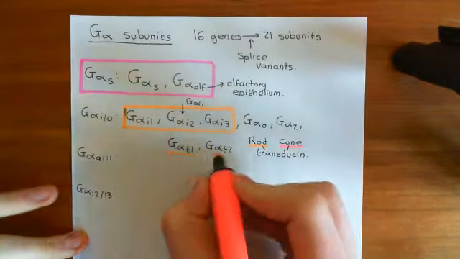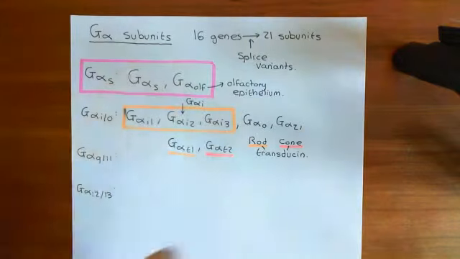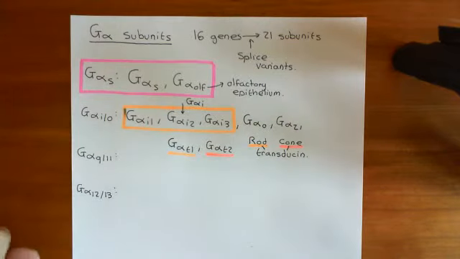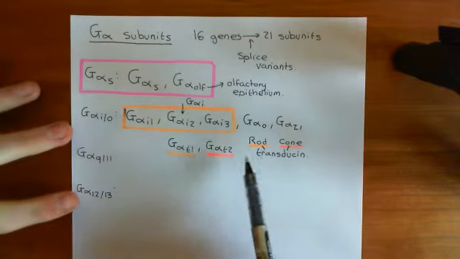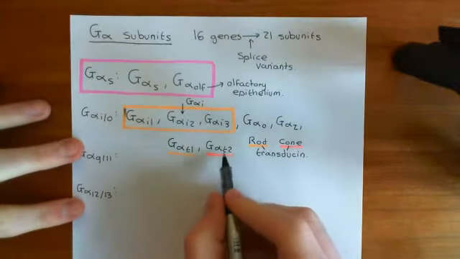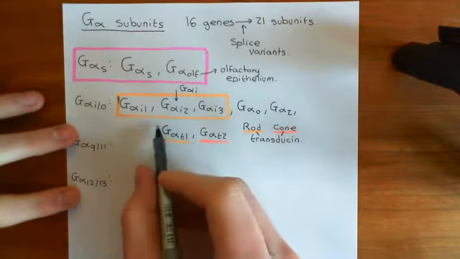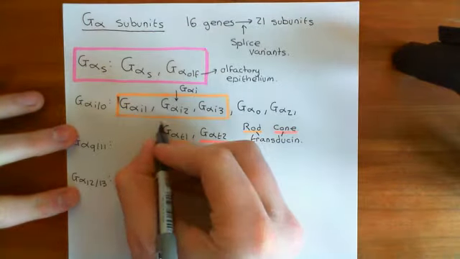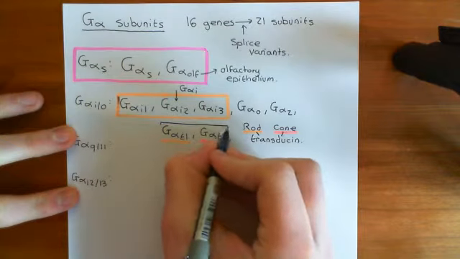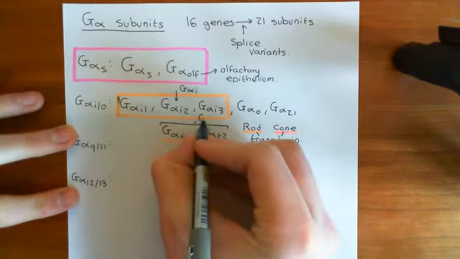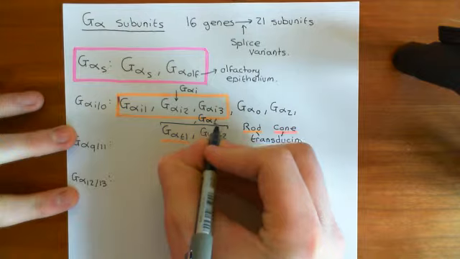So G-alpha T1 is the alpha subunit of rod transducin. Meanwhile, in cone cells, you have the G-alpha T2 alpha subunit as your alpha subunit of your transducin protein. So in cone transducin, G-alpha T2 is the alpha subunit. So collectively they are called the G-alpha T's.